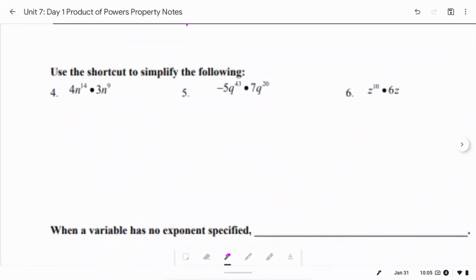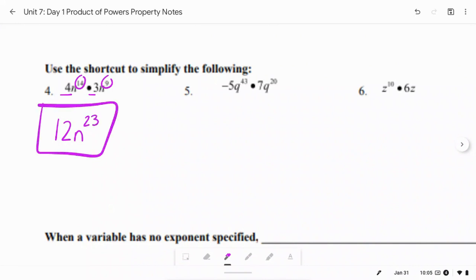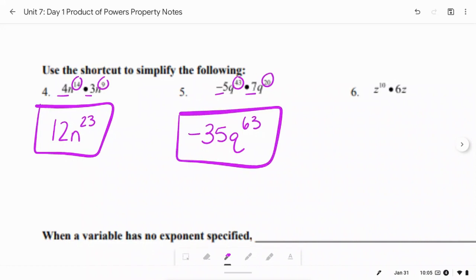In example 4, these have coefficients. So we're going to start by multiplying 4 times 3, which is 12, and then add the exponents. So 14 and 9. If I add those together, I get n to the 23rd power. Same thing with example 5. I'm going to do negative 5 times 7 to get negative 35, and then add those exponents together to get q to the 63rd power.